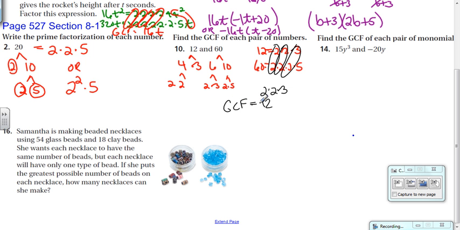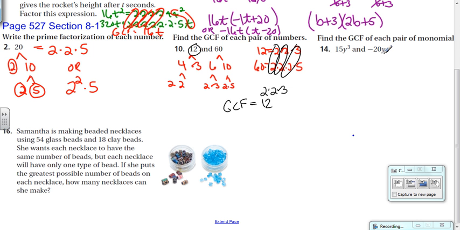Some of you can just look at 12 and 60 and say, okay, I know my GCF cannot be bigger than 12. It can be exactly 12, because it's got to be as small as the smallest number. And then you can say, oh, 12 goes into 60. Bingo, there's my 12. So you don't have to show me all this factor tree business if you can do it in your head. So number 14, for 15y cubed and 20y.